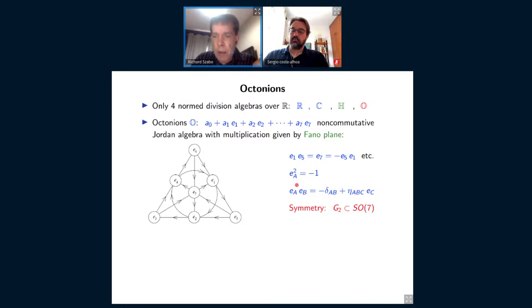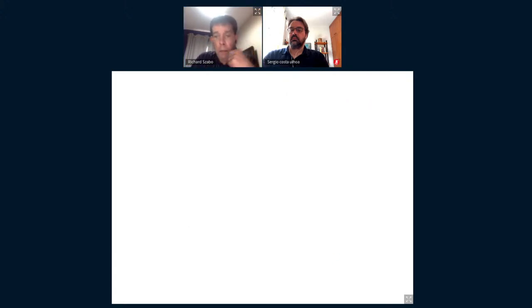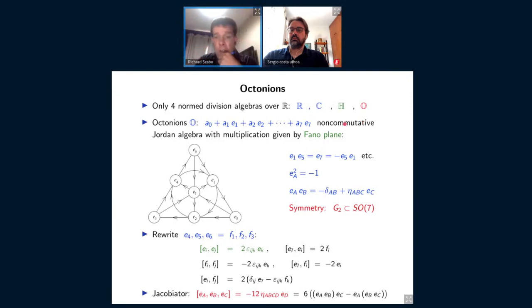So this is generated by these seven imaginary octonions, but this is not invariant under the full group of seven-dimensional rotations SO7. Rather, it's only invariant under the exceptional group G2. And in a suitable basis, if you rewrite three of these elements in terms of F, you can write down the commutation relations of the octonions like this. I'm writing this down because I'm going to come back to this later on. The commutation relation you see written in green here, and these are the E_i where i runs from 1, 2, and 3.